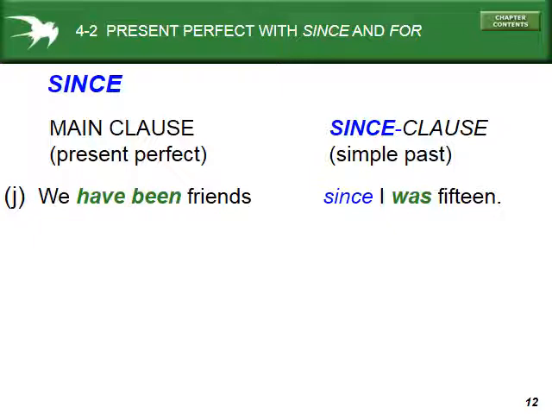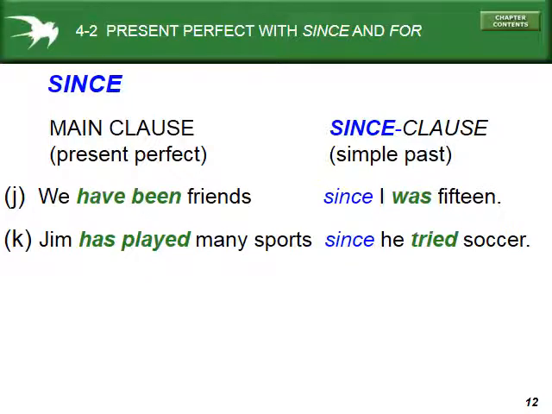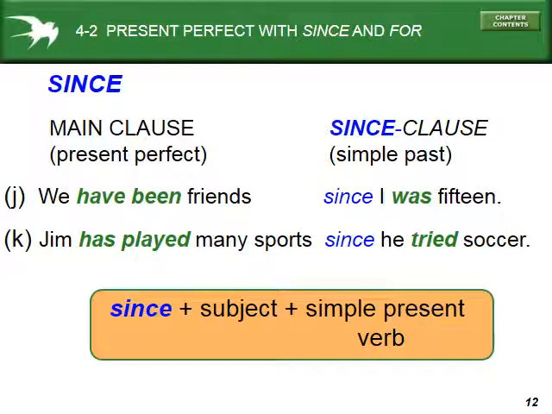So with a since clause, besides having a specific date or month or year, we can also have a specific time. So we have, we have been friends since I was 15 years old, or Jim has played many sports since he tried soccer. So in the since clause, we have the simple past tense. In the main clause, we use the present perfect.